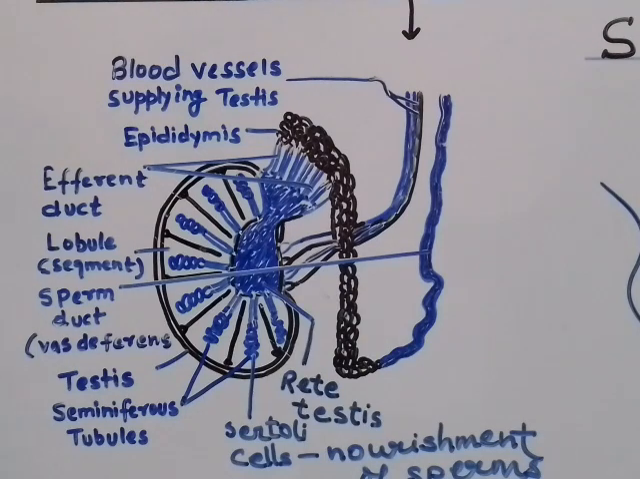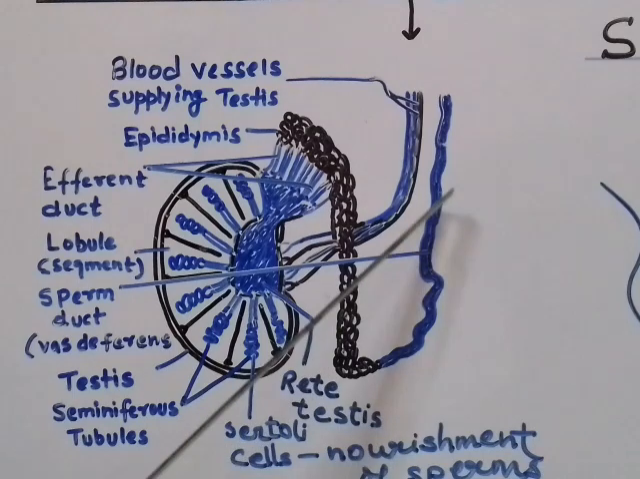It has three parts: head, middle and caudal or tail part. So here the function would be that sperms remain stored and slowly mature. So storage and maturation is the function of the epididymis. From there, when the ejaculation has to take place, the epididymis transfers the sperms into the sperm duct.